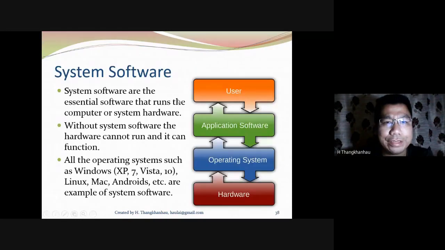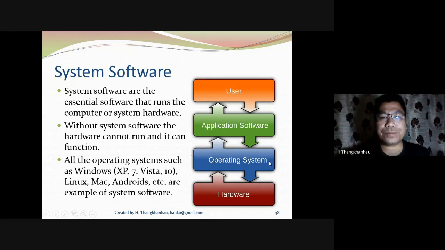Let's go to the next slide. So the system software is like this. We have hardware, there is operating system and application and user. For example, your computer is the hardware. You are the user. Between you and the hardware, there is operating system. Operating system is a mass software which is necessary and compulsory to run the hardware. Without operating system, you will not be able to run your computer or your phone or your device.